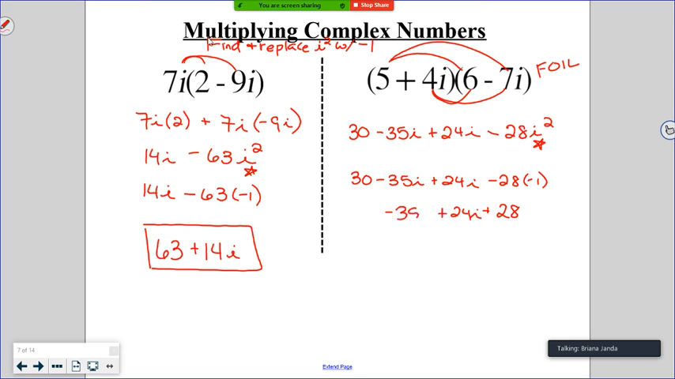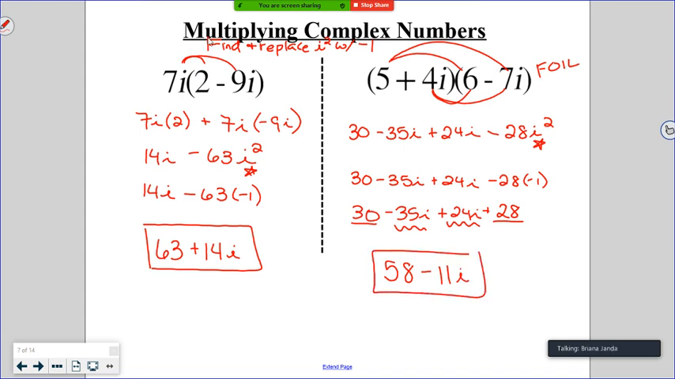Now I can go through and find all my like terms. My real numbers would be 30 and 28 for a total of 58. My imaginaries would be -35 and positive 24, which would be a -11i. And again, I'll always write it in the order real number plus imaginary number, a plus bi. Questions on that?